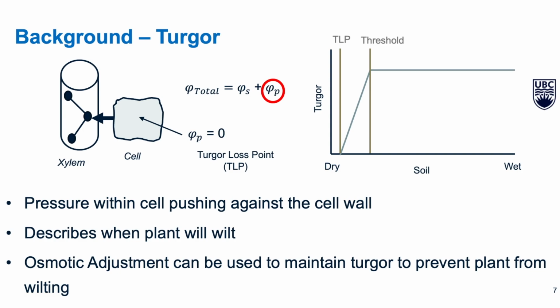As this is happening, the turgor is decreasing and it will eventually hit zero, which will cause the turgor loss point. The plot on the right here shows turgor maintenance as the soil dries until it hits a certain threshold, at which point it starts dropping, and then it eventually hits the turgor loss point.